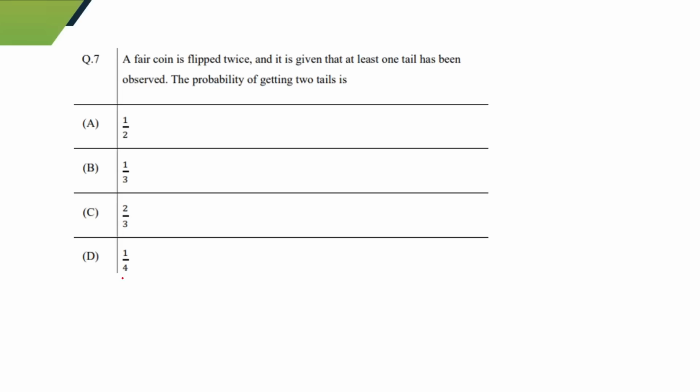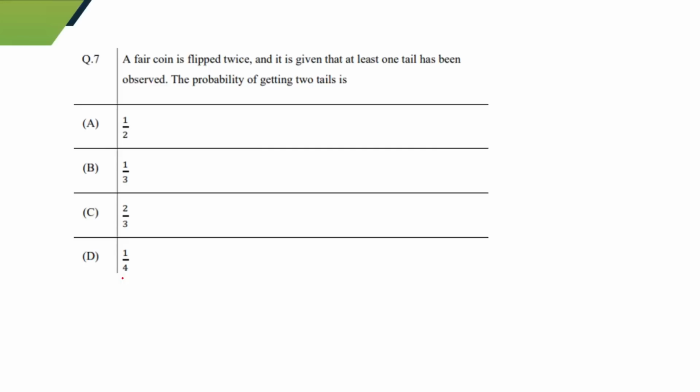Let's see the next question. Again, this is a question from mathematics, that is probability. A fair coin is flipped twice, and it is given that at least one tail has been observed. The probability of getting two tails. So either you can solve it using conditional probability, or you can solve it directly as well.